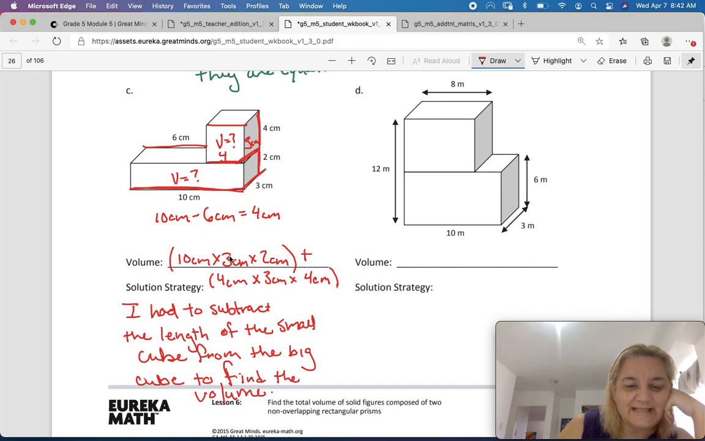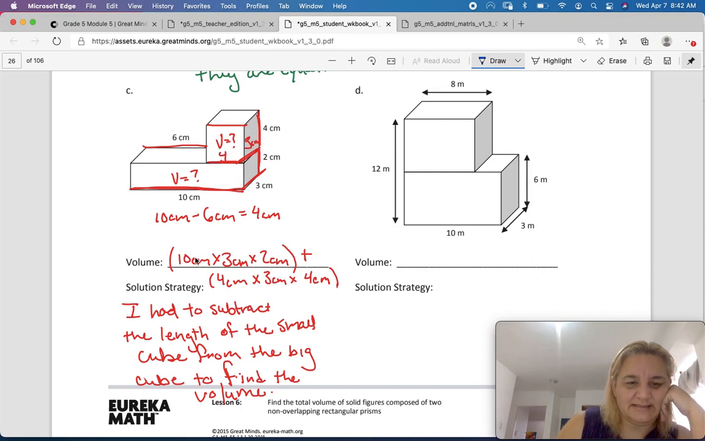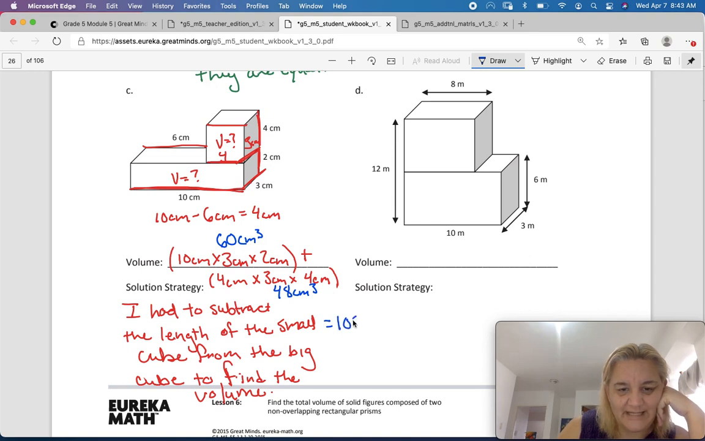So 10 times 3, I'm going to change colors here because again, I'm running out of space. 10 times 3 is 30. 30 times 2 is 60, so this is 60 centimeters cubed. Down here, 4 times 3 is 12. 12 times 4 is 48 centimeters cubed. And then I could just add those together and my answer will be 108 centimeters cubed. Can you add those in your head? If you can't, you can always write it on a scratch paper.